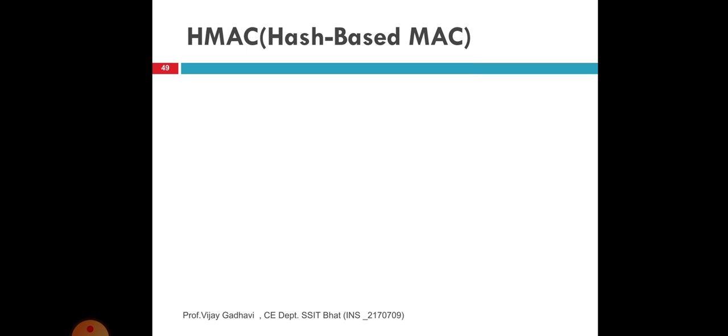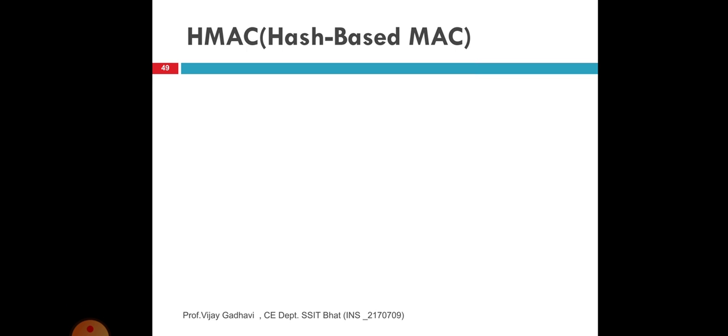We are still continuing with unit number 6. Today, we are starting with the session on HMAC, hash-based MAC. In the previous session, we learned the MD5 algorithm and its description, the secure hash algorithm, and a comparison of MD5 and SHA. Then we learned the details of RIPEMD, of which the most commonly used version has 160 bits.